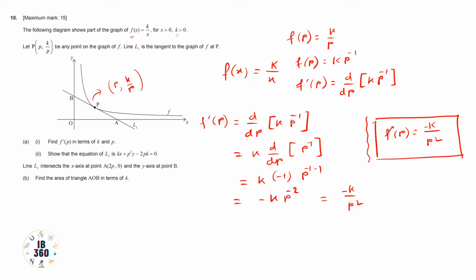So in this way we have found out the f dash p. Now the second question is, show the equation of L1 is this. Okay, so we will do this also.